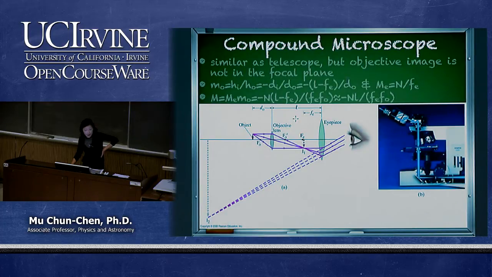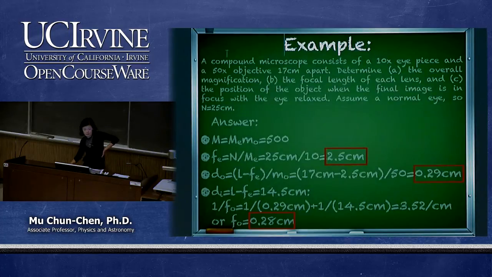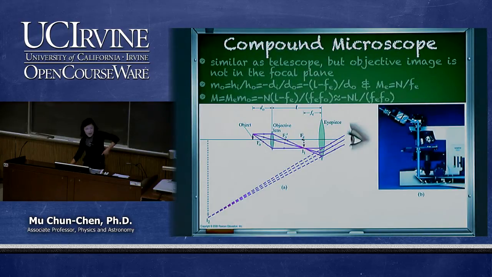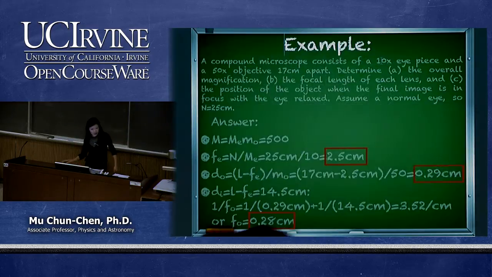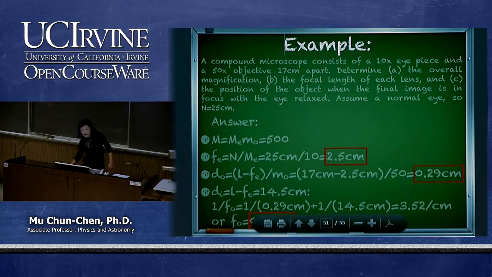Right? So now, what are the known in this equation? Do we know little m0? Yes, what is it? It's 50, right? Given in the equation. So I know little m0, and what else do I know? L is known. It is 17 centimeters, which is the distance between the two lenses. And F sub E is known because we just calculated in part A. So you can then go ahead and calculate D0. You just solve for D0. Right? You have one equation, one unknown. You can find out what that unknown is. All right, so you just plug everything in. This is the final result, 0.29 centimeters.